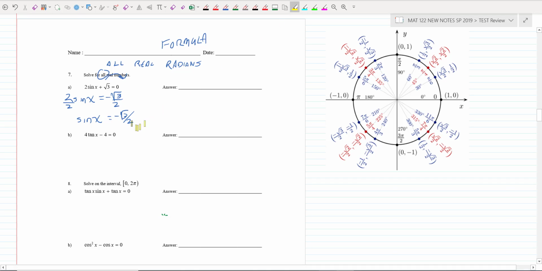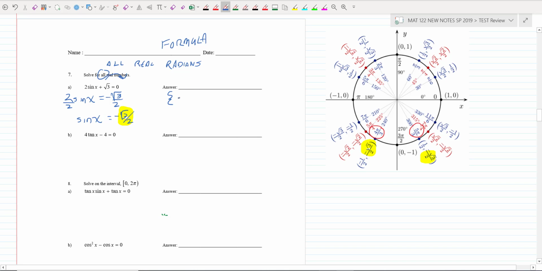Now really again, all you're doing is finding on the unit circle where does the sine take on that value of negative root 3 over 2. So it takes on that value at 4 pi over 3 and 5 pi over 3. But we write the answer this way. So you've got to write the answer like this.